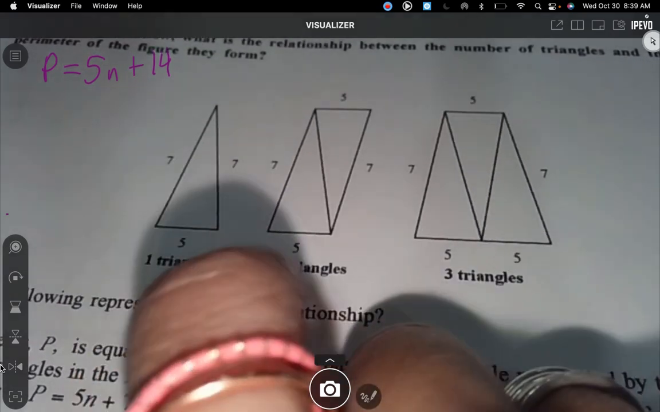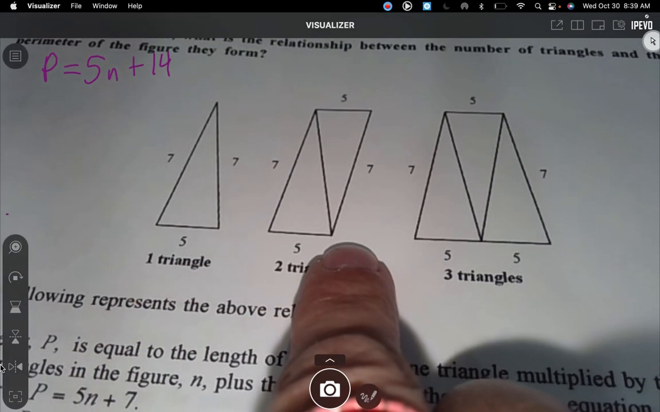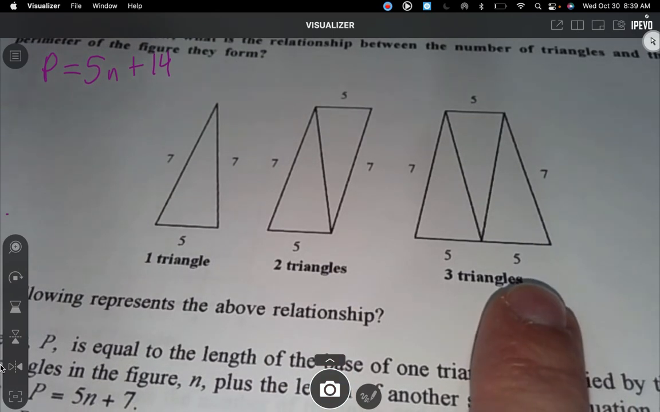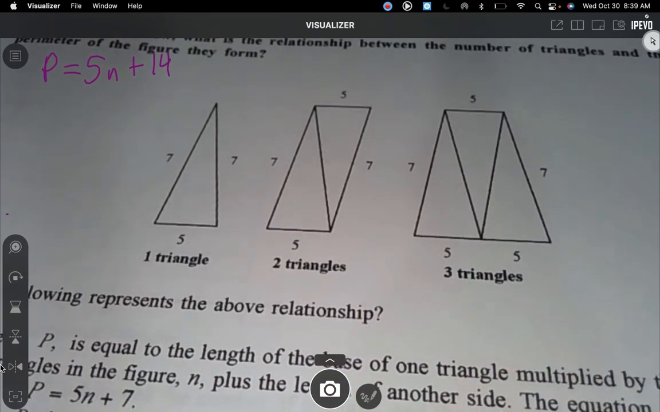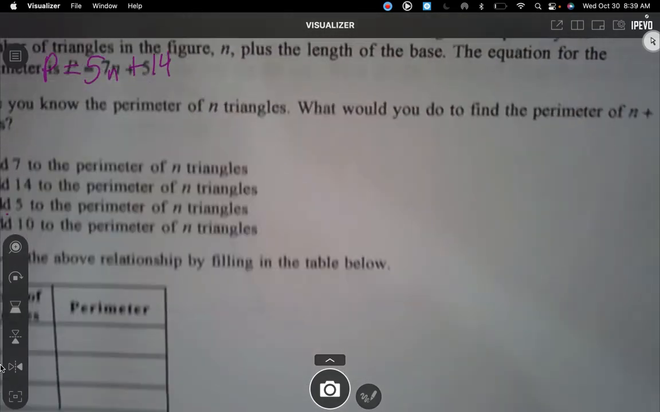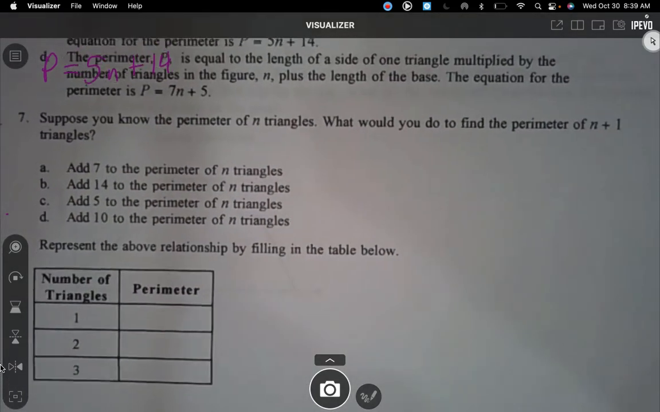Do y'all see that? Maybe that helps. From this one to this one, I added a 5 up here. From this one to this one, what did I do? I added a 5 down here. So on that, you're just looking at your picture. You add 5 each time. All right, so that's C.